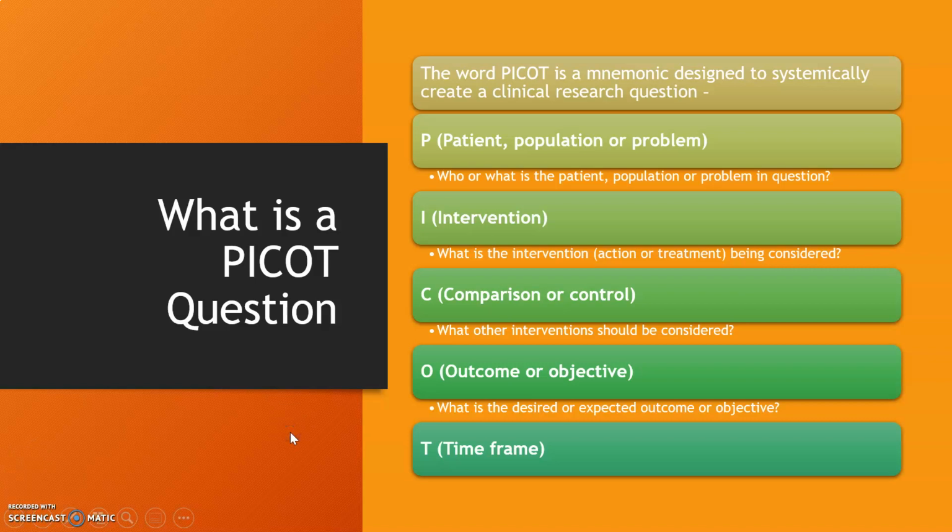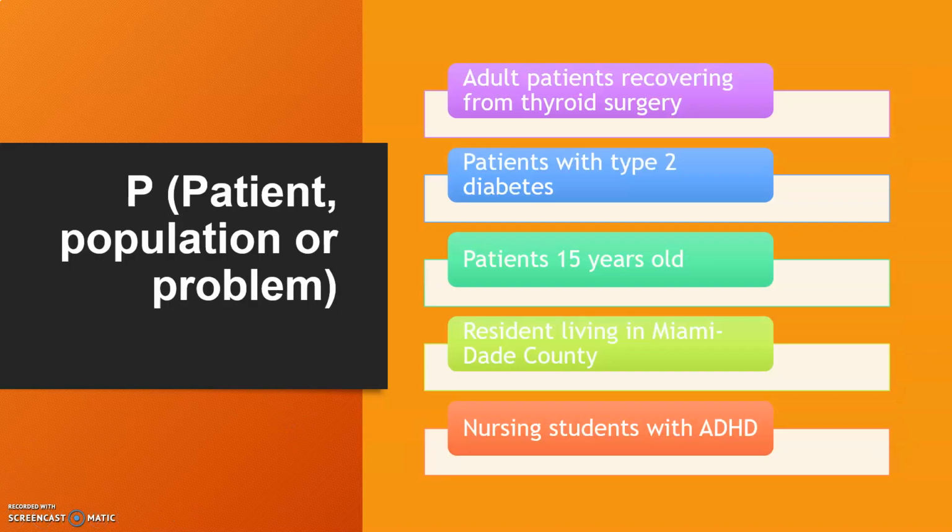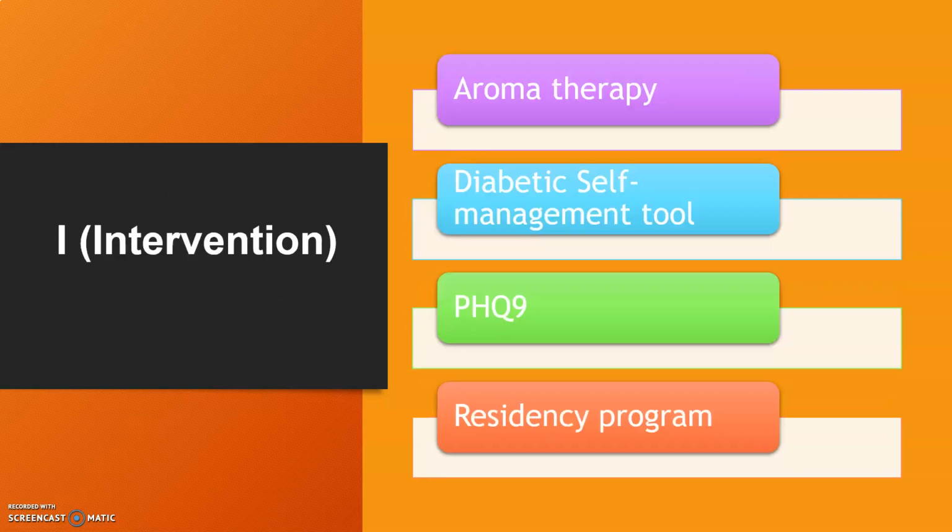So let's look at some examples. For the P, an example could be adult patients recovering from thyroid surgery, or patients with type 2 diabetes, or patients 15 years old, or residents living in Miami-Dade, or nursing students with ADHD. So these are some examples of either the population or the patient or the problem.